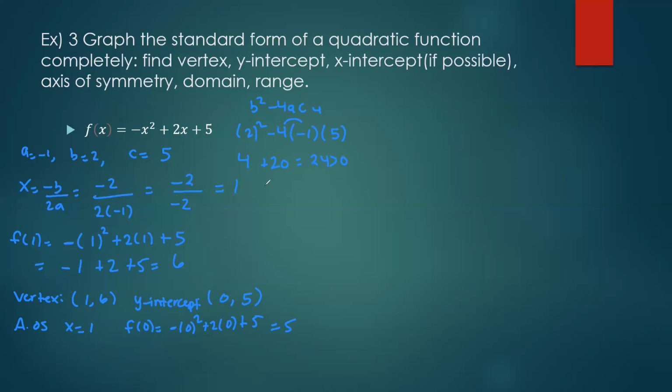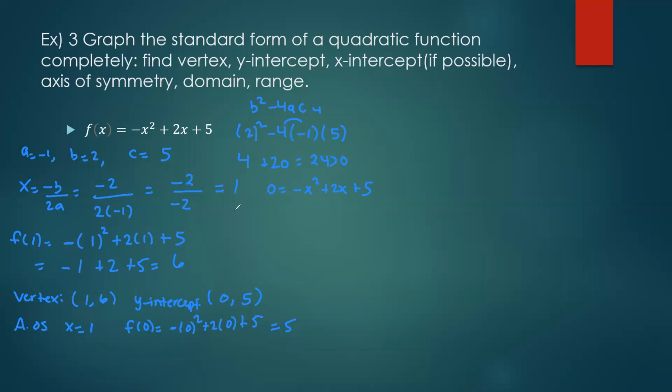Let's find them by setting y to 0. Can we factor this nicely? It might work if we divide everything by negative 1. No, it wouldn't. Darn. It still wouldn't work, because that would make the 5 negative, and then that would make the 2 negative. So yeah, it wouldn't work.